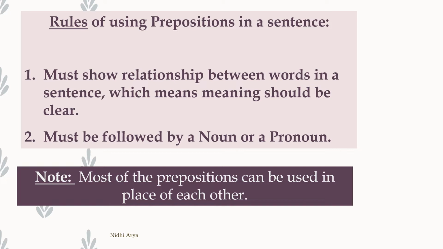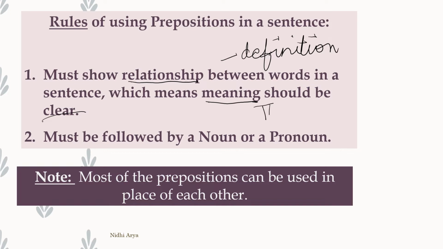A preposition must show the relationship between words in a sentence, as the definition also says that it should show the relationship between the words, which are a noun or a pronoun and other words. And what does it mean? It means the meaning should be clear. For example, the first sentence: the baseball player in the white shirt hit a home run.